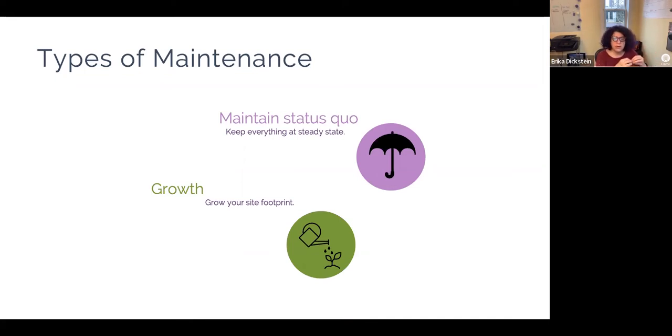Growth is growing your site's footprint. So this is typically done through either local search or global search engine optimization. And we are going to touch so lightly on growth because there's so much to say. So we're only going to talk about the very bare minimum of search engine optimization.